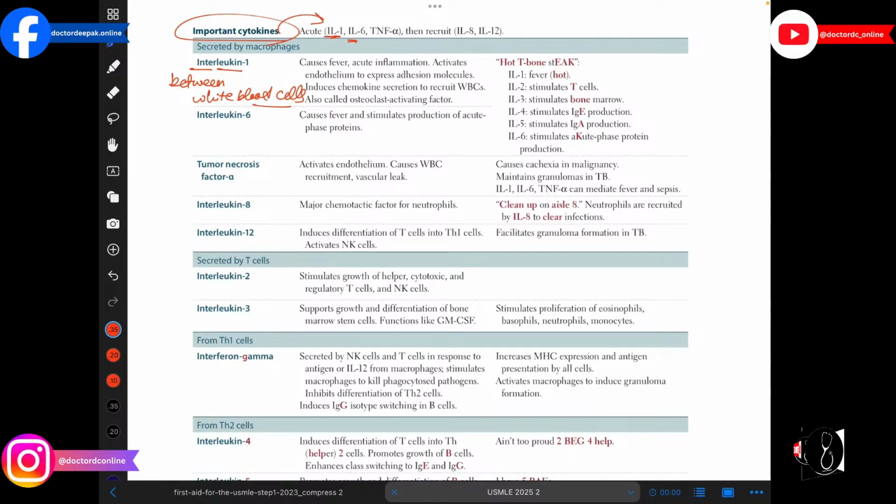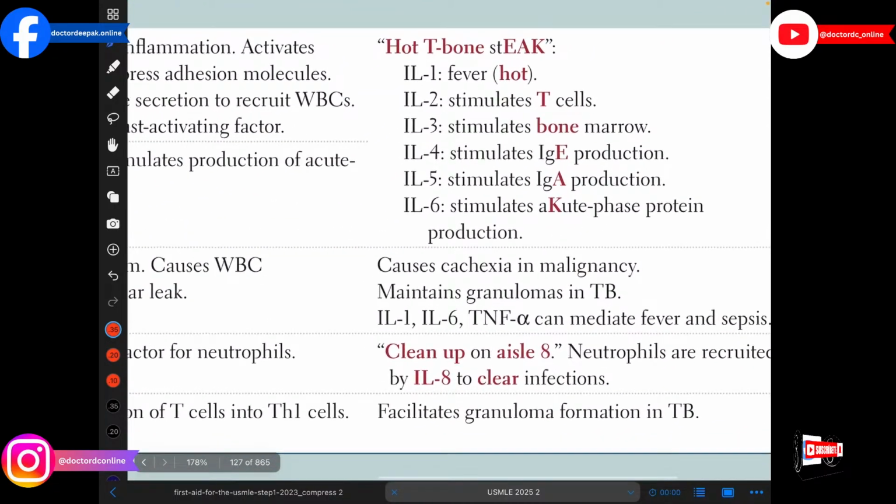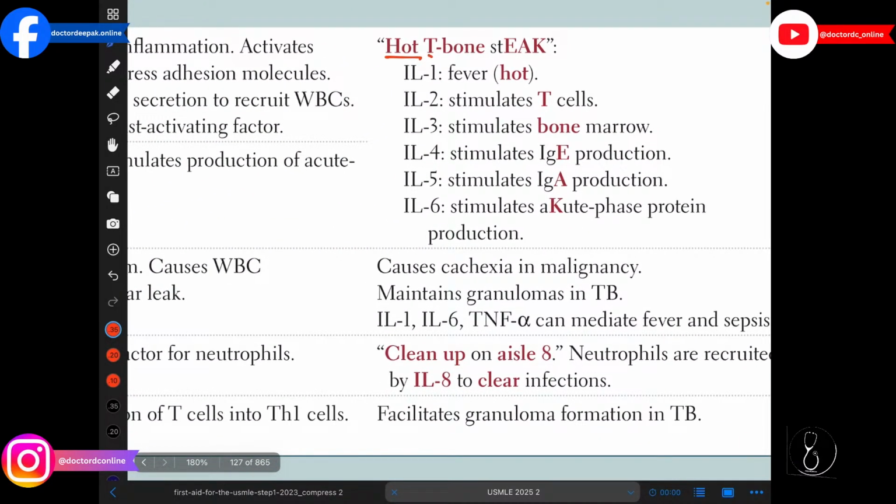Basically, interleukins are a way of communication, a messenger between the white blood cells, produced by the macrophages. Interleukin 1 is causing the fever. Before going to the laboratory, here is a small mnemonic: Hot T-bone streak. And you have to give the numbers in sequence, interleukin 1, 2, 3, 4, 5, 6.